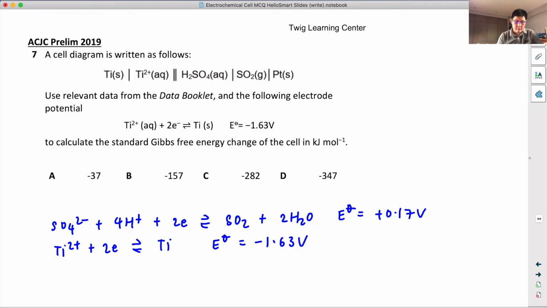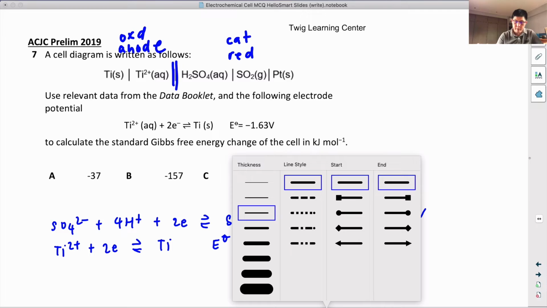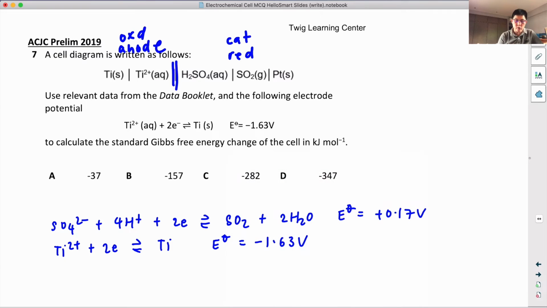Let's look at question 7. This is the cell diagram. You must realize that this part is your salt bridge. I went through this in class before. The right hand side is reduction, the cathode, and the left hand side is oxidation, and that's the anode. Are you with me? Let's run through.